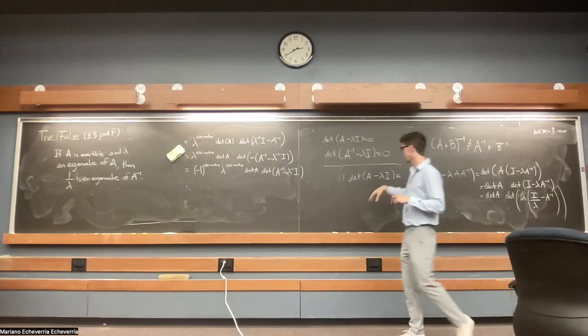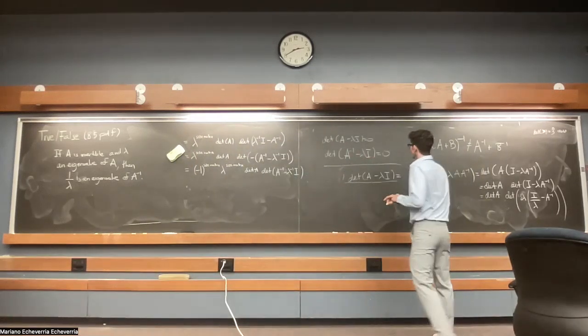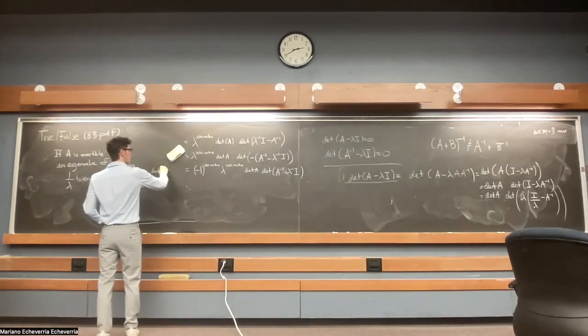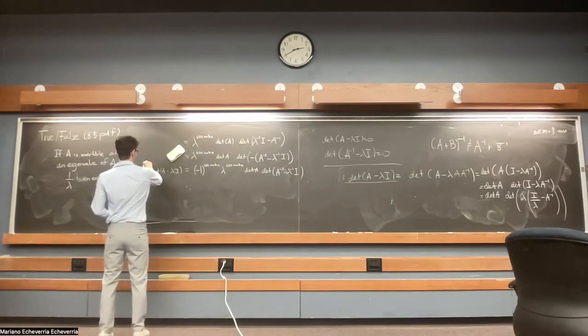And all of this has to be equal. Remember, we started with this side. So all of this equals the determinant of A minus lambda I. So this is the same expression.